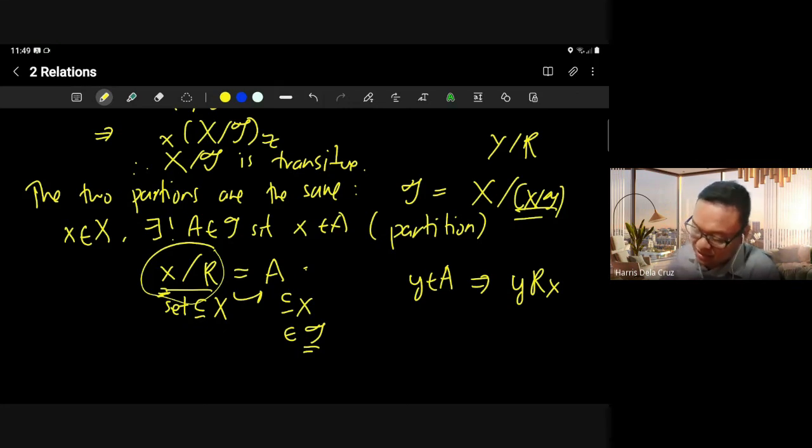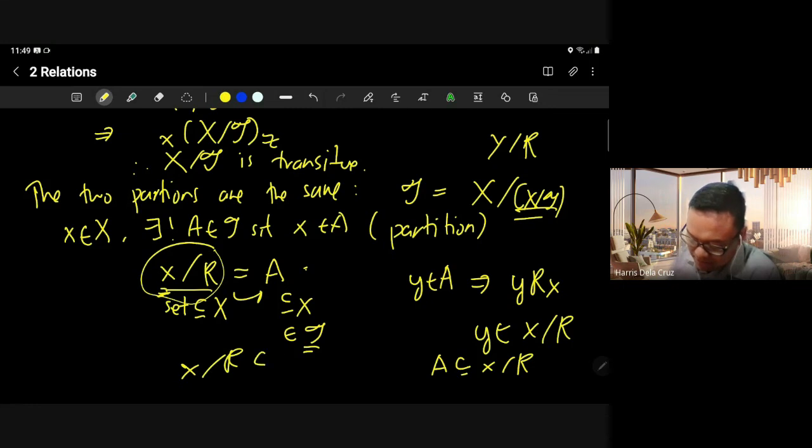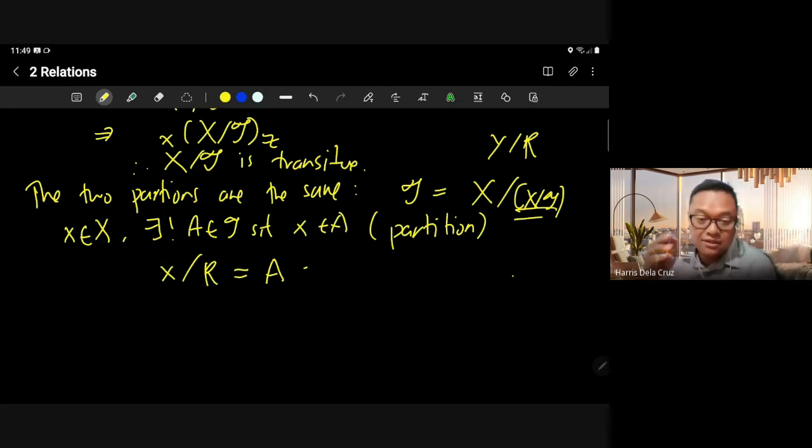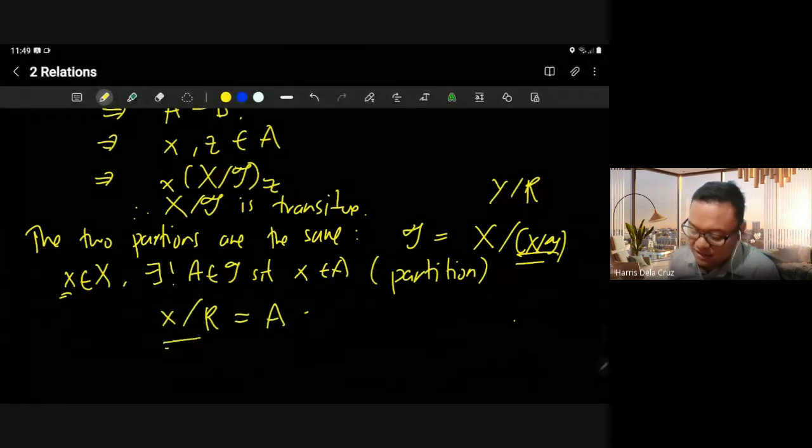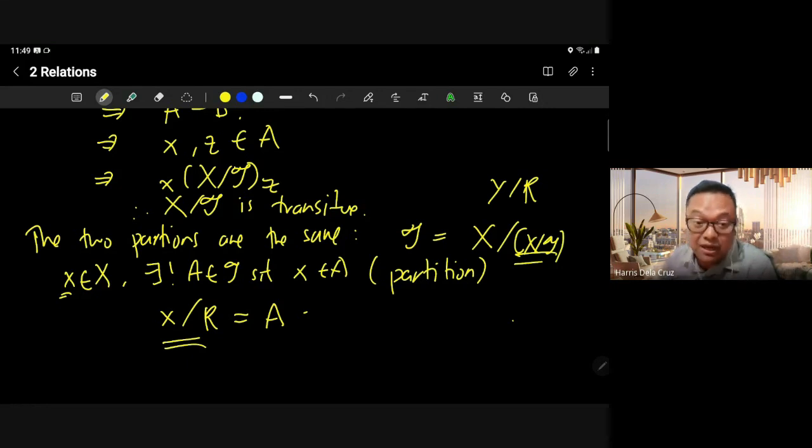Pero lahat ng related kay X must belong to X over R. Tama? So, A is a subset of X over R. So, ito ay subset ni A at ito ay subset ni X over R. So, equal sila. Okay? So, ayan. Okay, so okay tayo dito ba? So, X over R is equal to A. So, meaning, kahit anong kunin mo na X, yung equivalence class na to, ay isa sa mga partition ng T. Nakuha niyan? Kahit anong equivalence class, ay isa sa mga partition ng T.